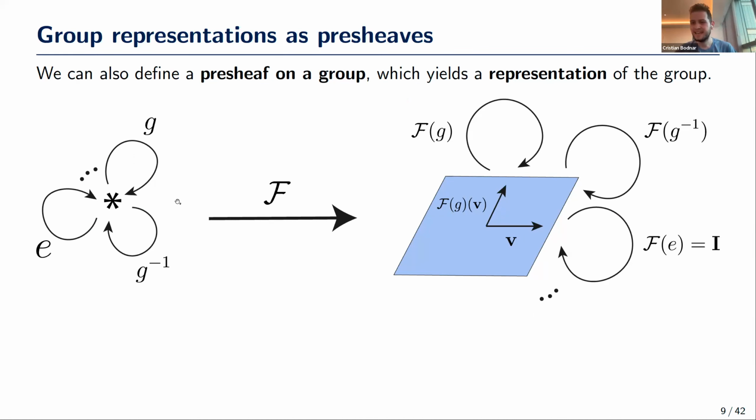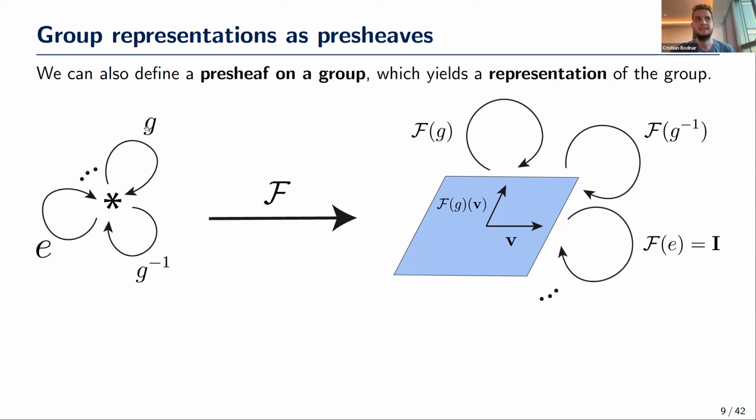Now let's perform the same translation to vector spaces and linear maps. If we map this star, which is the only node we have now, we get a vector space, which I've drawn here in blue. And now for each transformation in the group, we're going to have a linear map, a matrix, and these will be invertible matrices. So this is just a group representation.